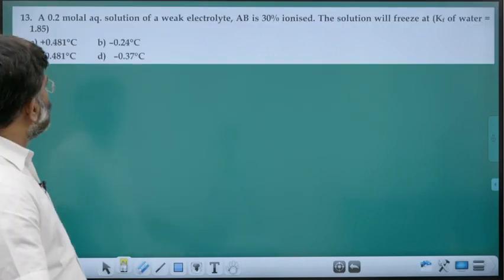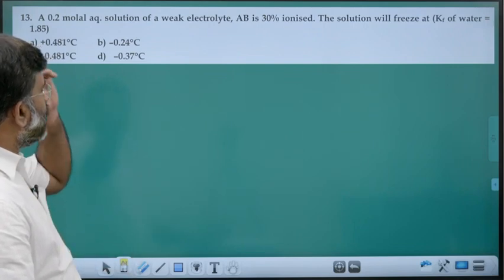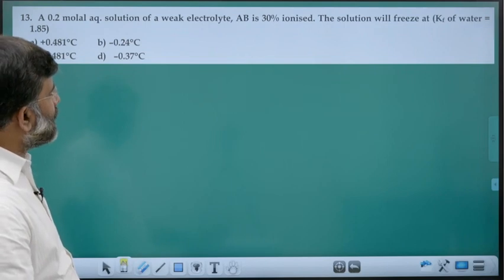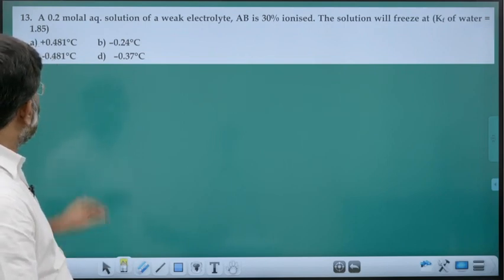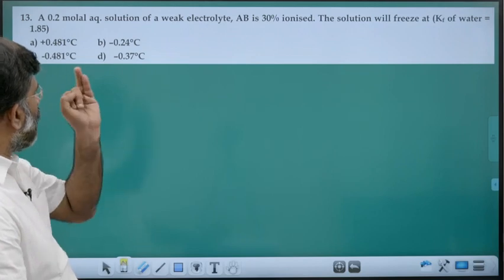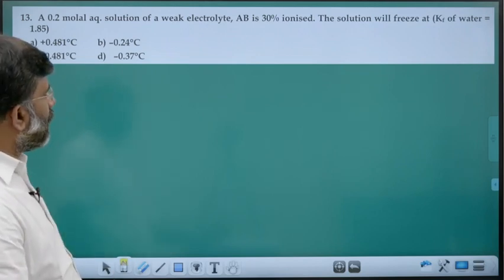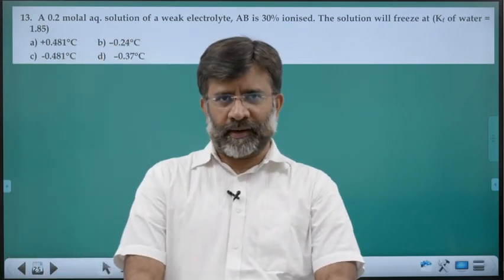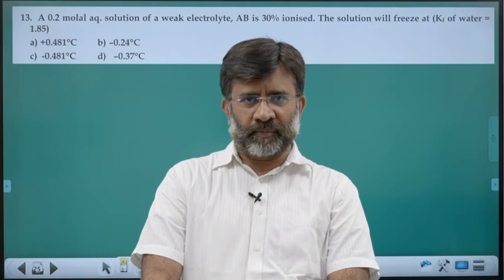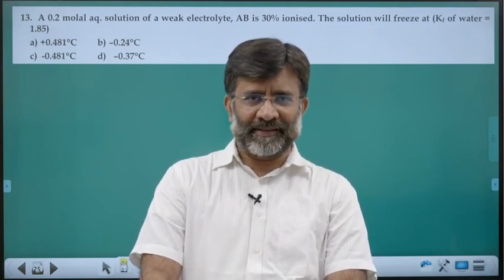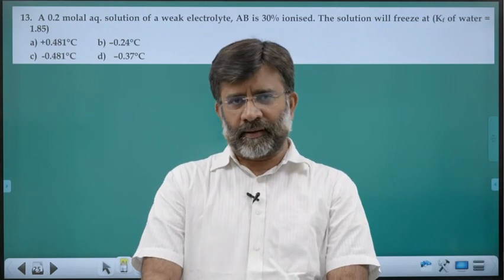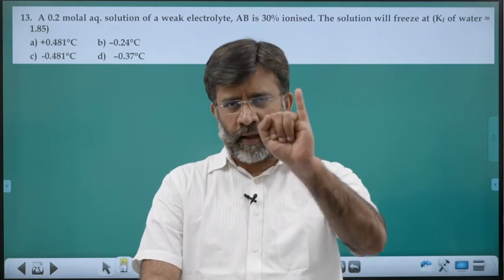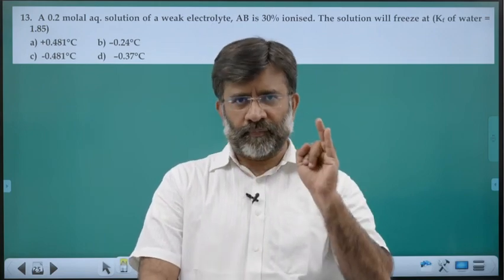A 0.2 molar aqueous solution of a weak electrolyte AB is 30% ionized. The solution will freeze at. So molality is given, type of electrolyte is given, alpha is given. Find out delta Tf. Once you get the depression in freezing point, you can get the new freezing point. What all things are required? Delta Tf is equal to i into Kf into m. Kf is given, m is given. What is i?